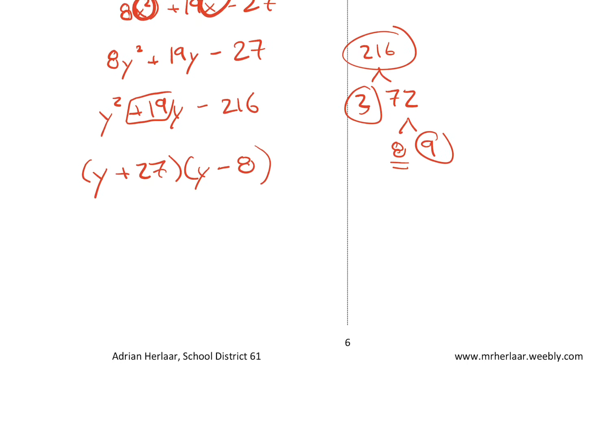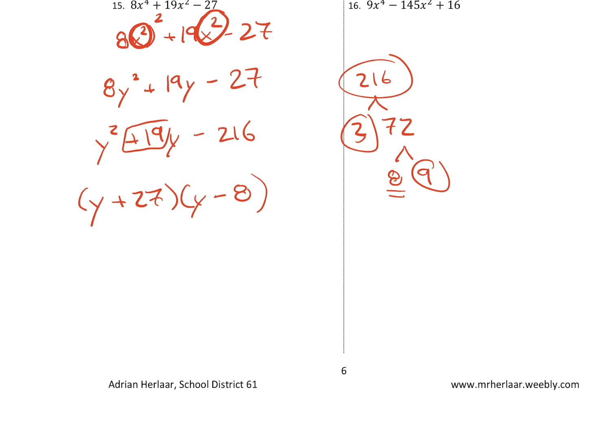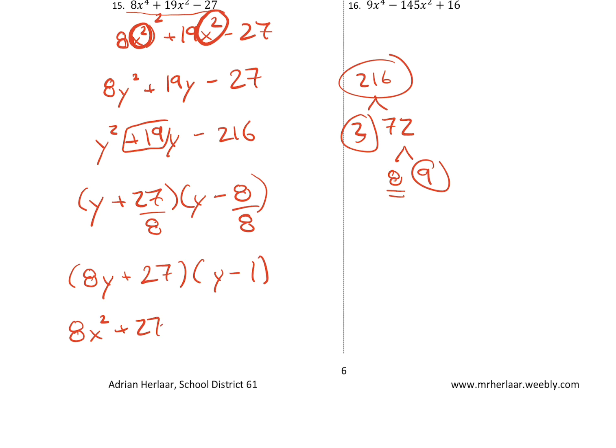Now I may make this look easy, but it's because I've been doing it for a while. Now what was my a term? My a term was 8. So divide by 8, divide by 8. You can't simplify, so you get 8y plus 27, and you get y minus 1. Now you could double check this, right? You're going to have 8y squared minus 8y plus 27y is 19y, then minus 27. So I actually do get back to this. But the problem is that y was equal to x squared, so you're going to sub that back in. Get that, and you get that.